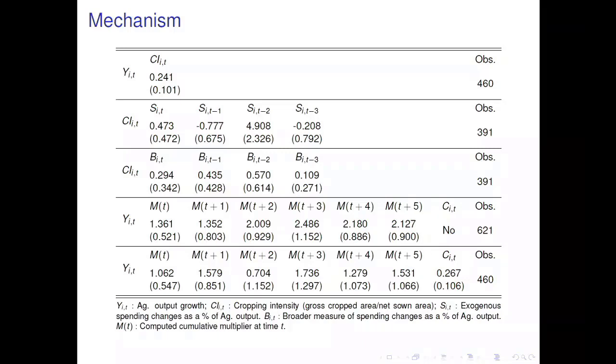In the last two rows, what we're doing is essentially mediation analysis. What we want to show is what happens when we compute these multipliers without the mediator variable and with the mediator variable. Without the mediator variable is precisely what I showed you in the graph earlier: close to 1.4 on impact, increasing to 2.1 by 5 years.